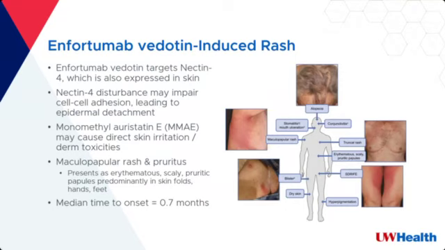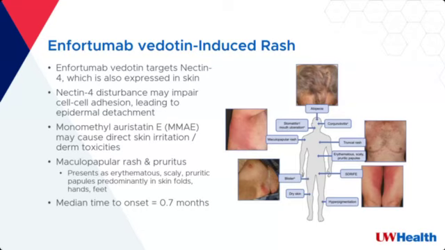So I wanted to talk a little more about that enfortumab-induced rash that I mentioned. Like we discussed, enfortumab targets Nectin-4, and Nectin-4 is also expressed in the skin. The way that Nectin-4 works in the skin is it is involved in cell adhesion. So the thought is if we are impairing the cell adhesion, this can lead to epidermal detachment. It has been documented that MMAE itself can exert direct skin toxicities and irritation as well.